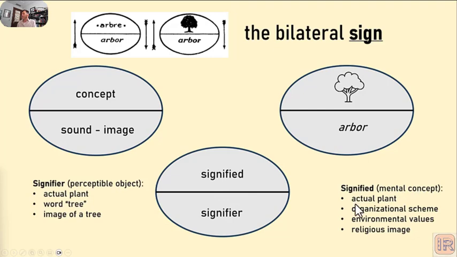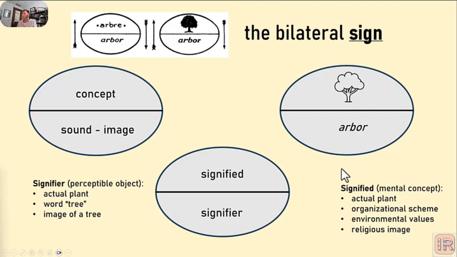The signified is the mental concept. It could be the actual plant, but it can also refer to an organizational scheme, like a family tree, or an organizational chart, or an evolutionary tree. The word tree can also evoke environmental values or a religious image, such as the tree of life in the Garden of Eden, or the Yggdrasil, the world tree of Norse mythology.